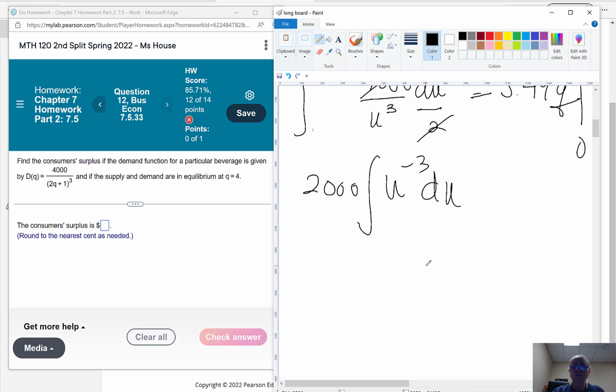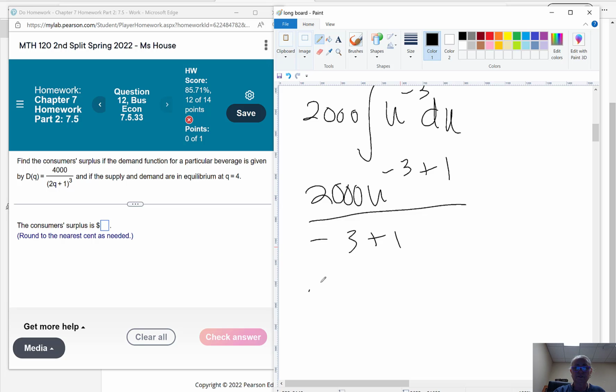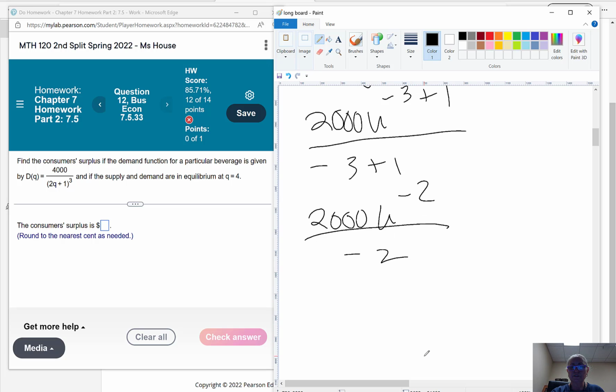So that's going to be 2,000 u to the negative 3 plus 1 over negative 3 plus 1. So that's 2,000 u to the negative 2 over negative 2. So that's going to give me negative 1,000 u to the negative 2.